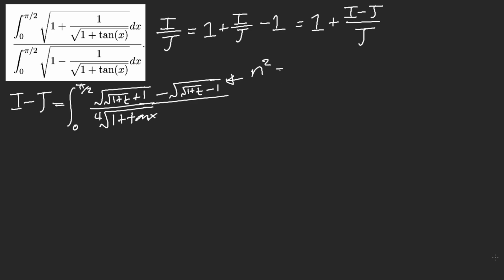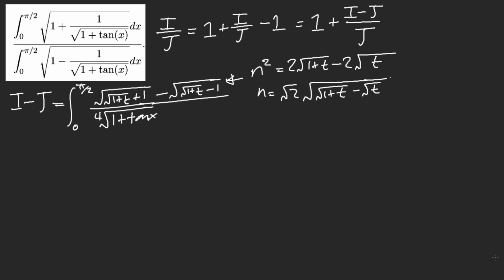And then if you square n, we get 2 times 1 plus the square root of 1 plus tangent of x, and then plus 1 minus 1, and then minus 2 times the square root of 1 plus t minus 1. So we get t, just t. Does that look correct? And so now we have n equal to the square root of 2 times the square root of 1 plus t minus root t.